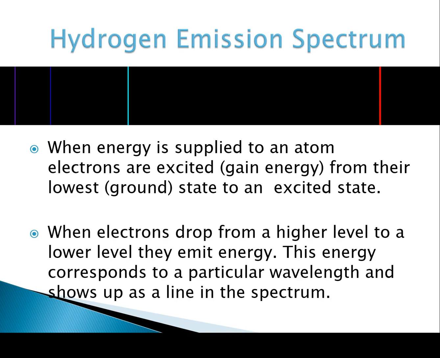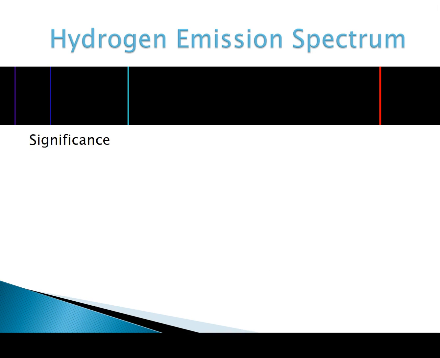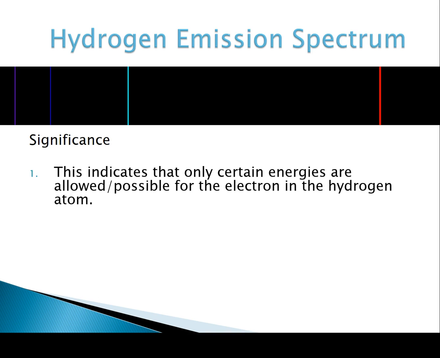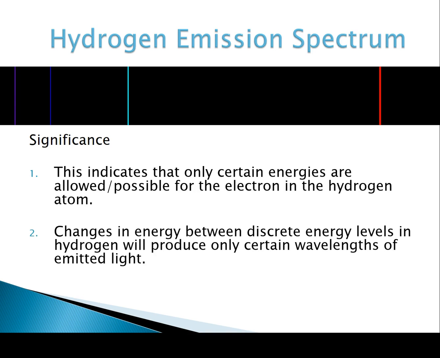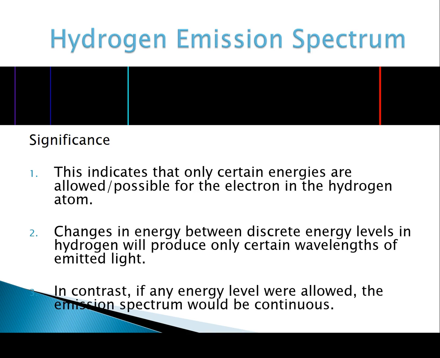Now, when those electrons drop back down from the higher energy level to the lower energy level, they will emit the energy that they had absorbed in the form of electromagnetic radiation. That specific wavelength of radiation will show up as a line in the spectrum. Now, the significance of this: it tells us that only certain energies are allowed or possible for the electron in a hydrogen atom. In other words, the electron can only move to a specific energy level in the atom. If, in contrast, electrons were allowed to go wherever they wanted, then what we would actually see is a continuous spectrum.